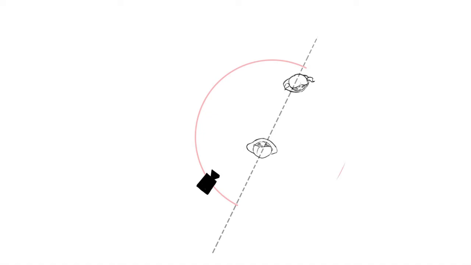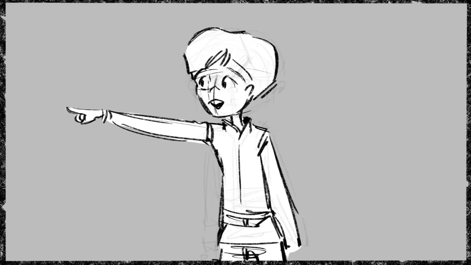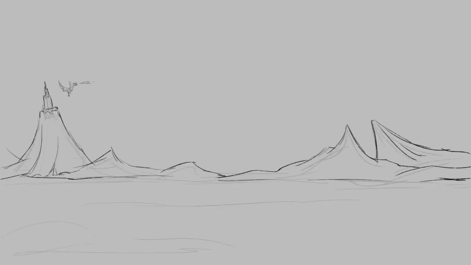Another way to break the 180 degrees rule is to have a pivoting of something, for example, something that the character is looking at. Let's take an example where the character is pointing at something further away in the distance on the other side of where the camera has been so far, like, for example, at the mountain. Like the character is saying, look, there is a dragon over there.